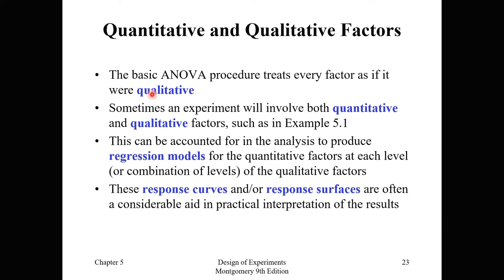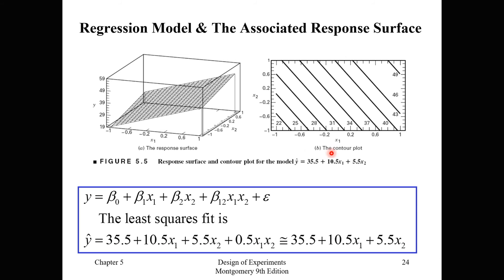In ANOVA, we treat everything as qualitative, but sometimes we do have quantitative factors, and we can use regression models. I know that I've mentioned this previously, but I wanted to mention this in terms of the interaction too, because we talk about response surfaces and response curves. When we have a response surface, that is the three-dimensional way of looking at a two independent variable regression.